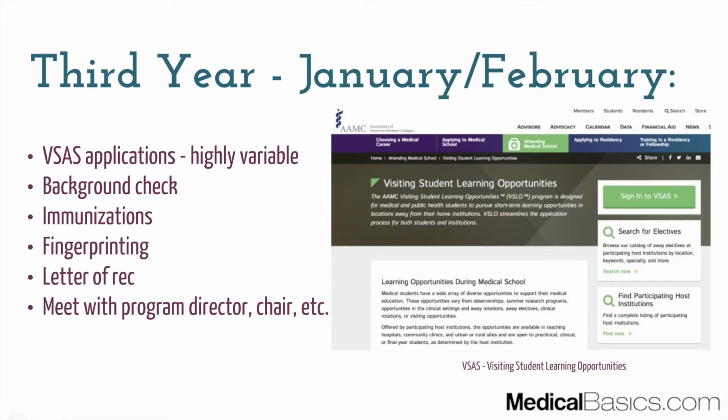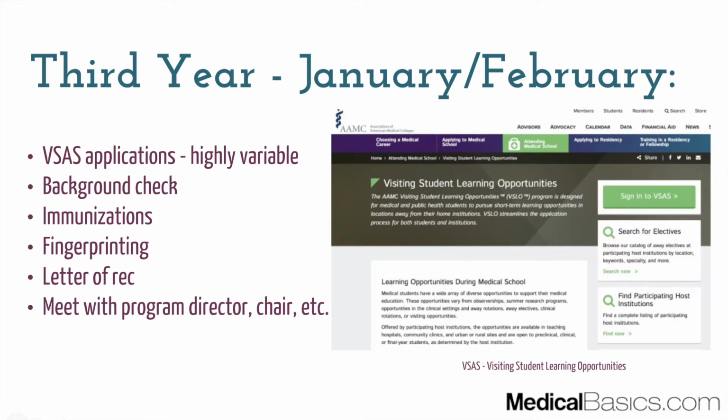The downside is that they open up at very variable times. Some may open as early as February, some may not open until June, and you may be doing rotations at any length of time between. It all depends on the school, but the most important aspect is that you have to start thinking about it in January and February because you need a lot of information. You need a background check, immunizations, fingerprinting. Those are pretty straightforward in my opinion. The only thing that is probably a little more difficult is the letter of rec. You need to be able to get some type of letter of rec from somebody, and that's going to take some time. So definitely put it on your radar and start thinking in January.